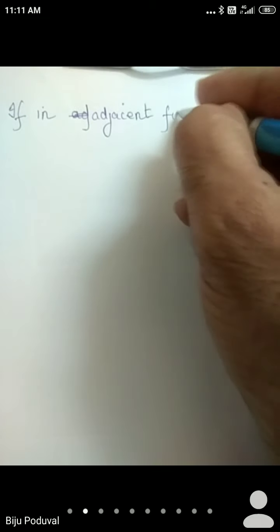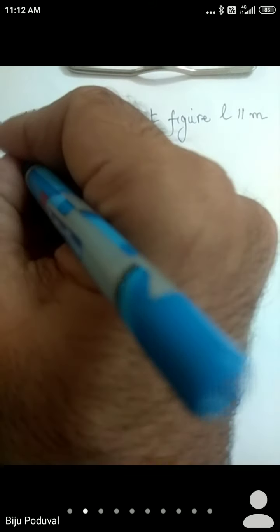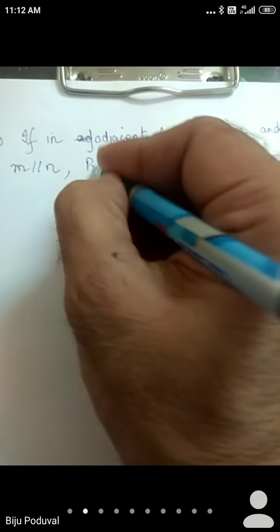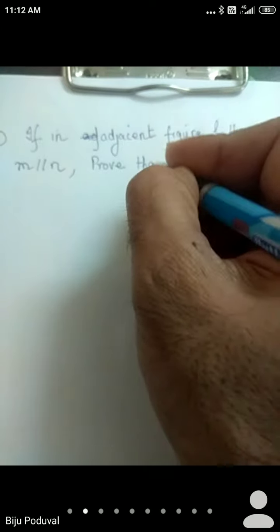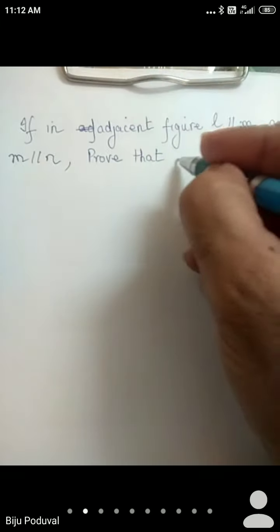If in the adjacent figure, L is parallel to M and M is parallel to N, prove that L is parallel to N. Okay? Clear? Yeah. So now let me draw.